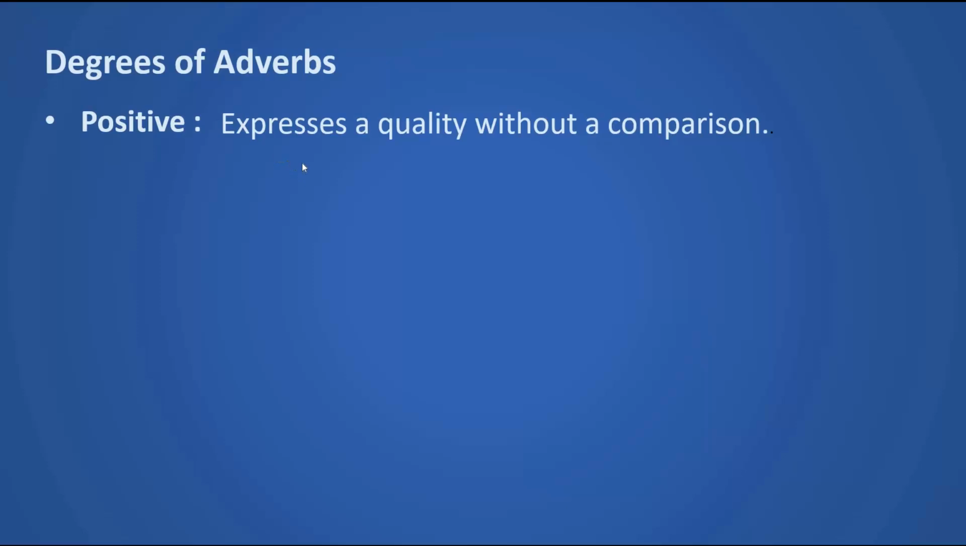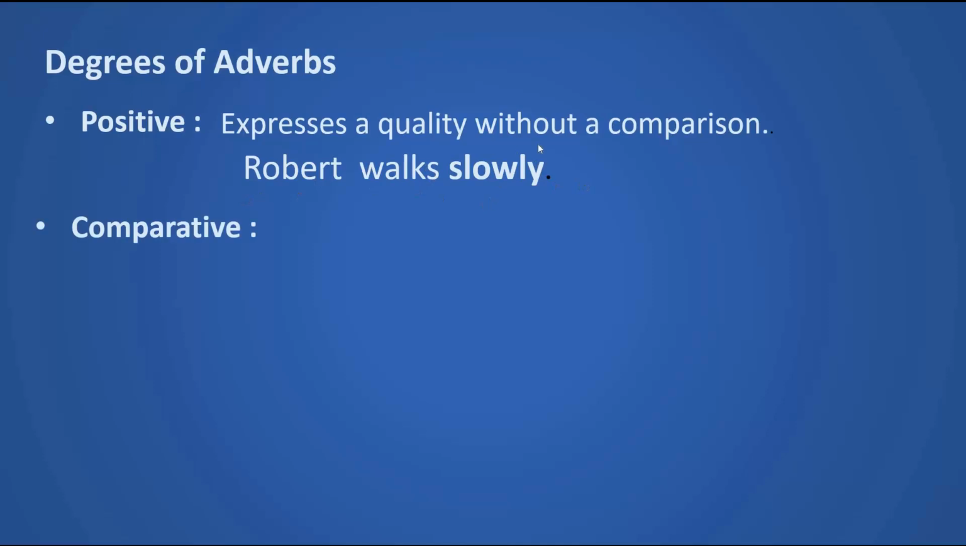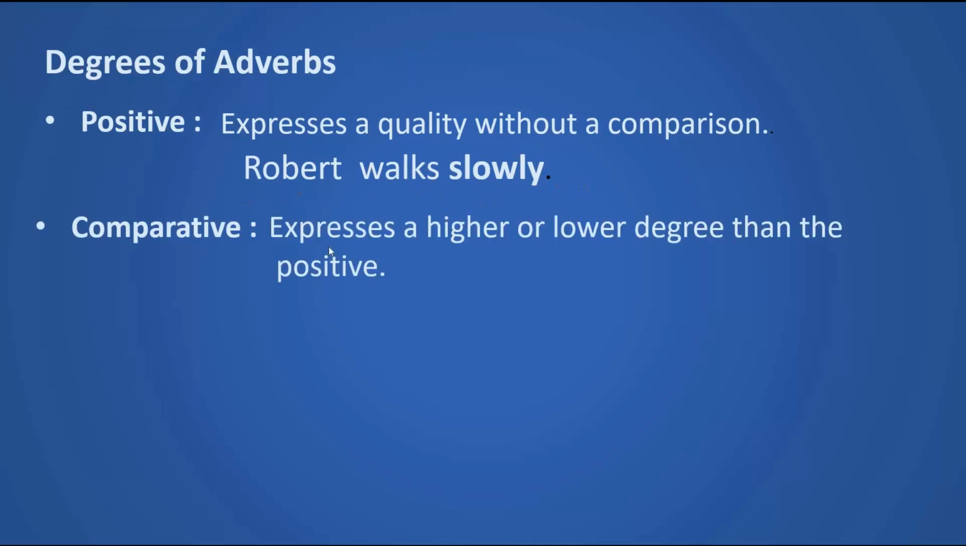Let's move on to degrees of adverbs. We have first positive. Positive expresses a quality without a comparison. Example, Robert walks slowly. Comparative. Comparative expresses a higher or lower degree than the positive. Example, John walks faster than Robert.